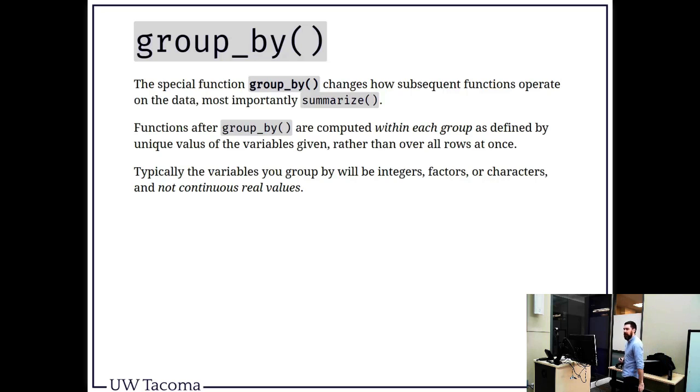There's a special function in dplyr called group by. The way group by works is you do a call to group by with some variable you want to group on, and then every subsequent function after group by will be performed within each group instead of across the entire data set. So any function we call after group by gets computed inside of that. Normally we're going to group on some variable that is, say, integers, some kind of factor or categorical data, character values. We usually are not going to group on continuous real values because you only have a single element in each group. Occasionally there's a reason to do so, but mostly it's going to be integers, factors, characters.